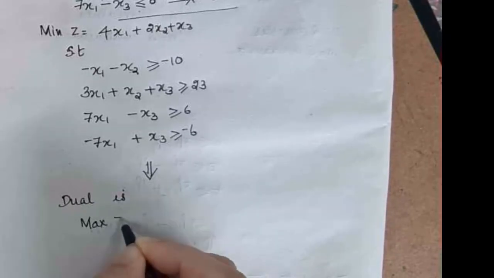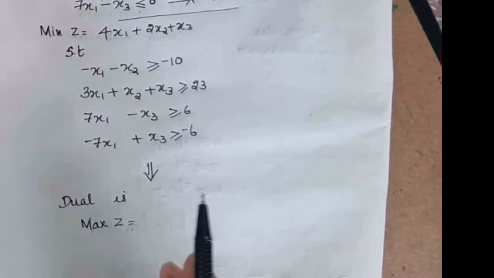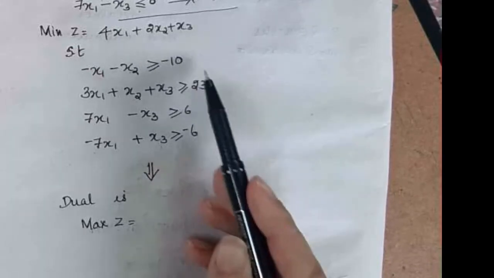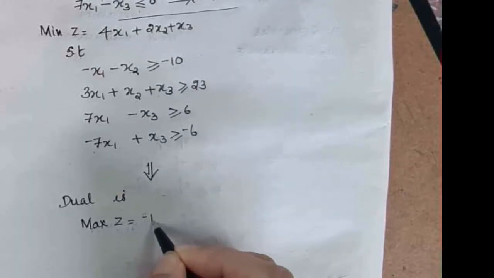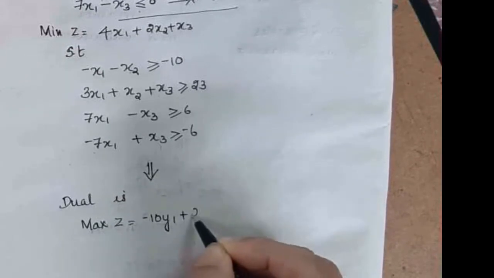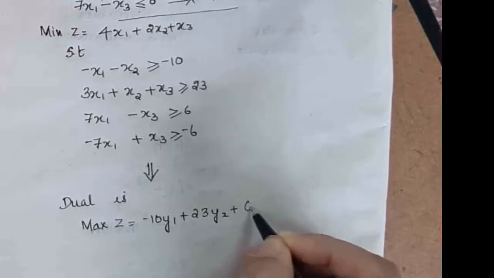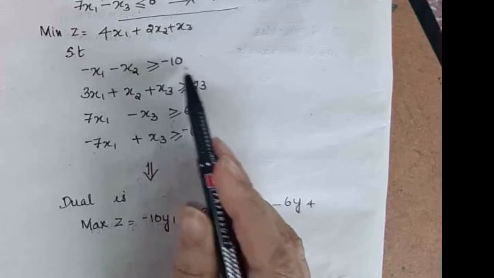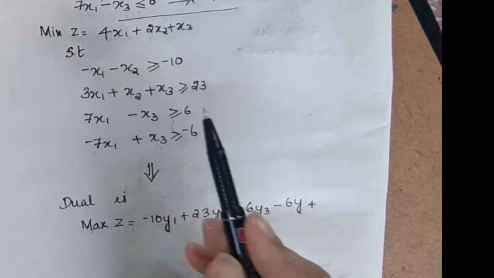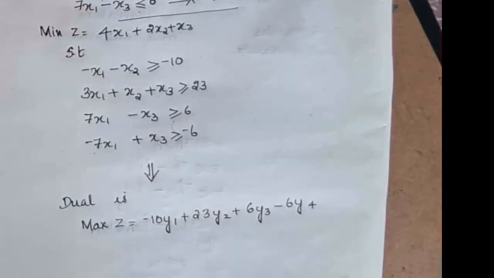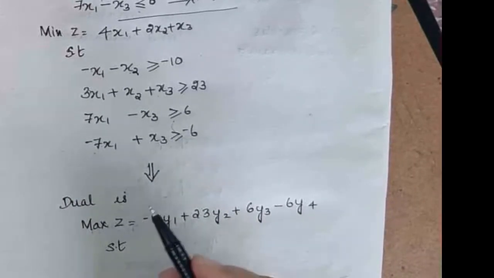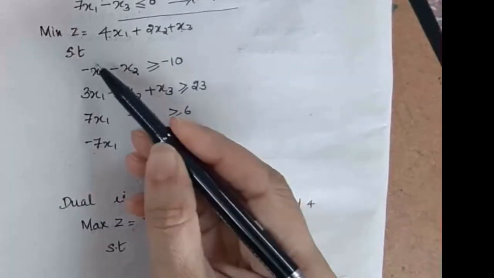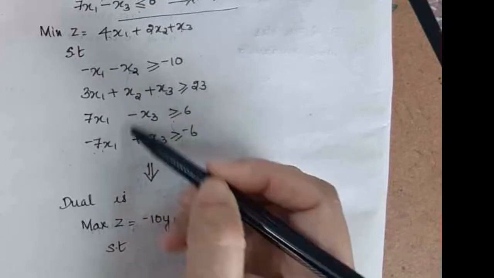maximize z is equal to, since we have 4 constraints, we will have 4 variables here with these values. So this is minus 10y1 plus 23y2 plus 6y3 minus 6y4. Based on these, this will become the coefficients of the variables. The number of variables will depend on the number of constraints. Subject to, since we have 3 variables here, there will be 3 constraints in the dual, and the values will be taken column wise depending on x1s, x2s and x3s.